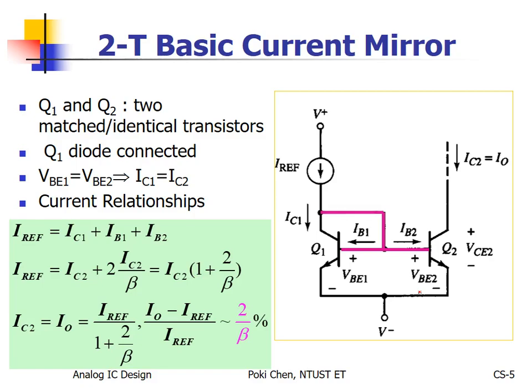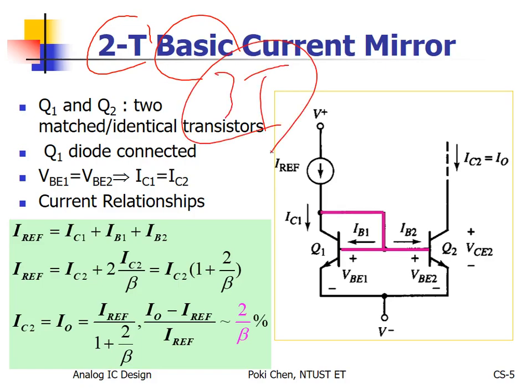Then we go for the simplest structure of current mirror. We call it the basic or fundamental current mirror. 2T means only 2 transistors. That is the definition. Similarly, you have 3T SRAM, which means only 3 transistors can compose your static memory. That is really hard, but it exists on Earth. Okay, that is the most fundamental current mirror.